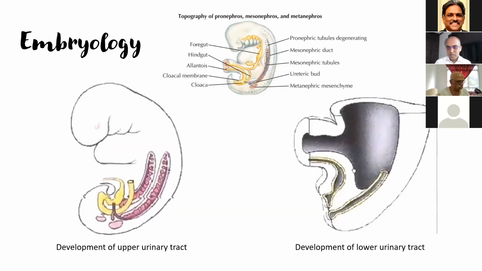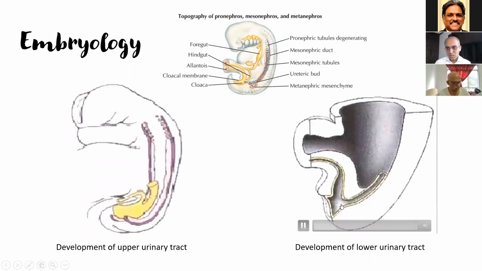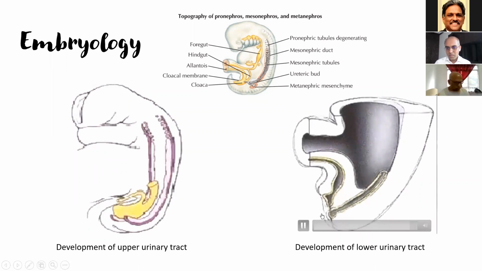The second animation shows how the cleavage by the urorectal septum happens, and it meets the perineal body, dividing the posterior anorectum and the anterior urogenital sinus.